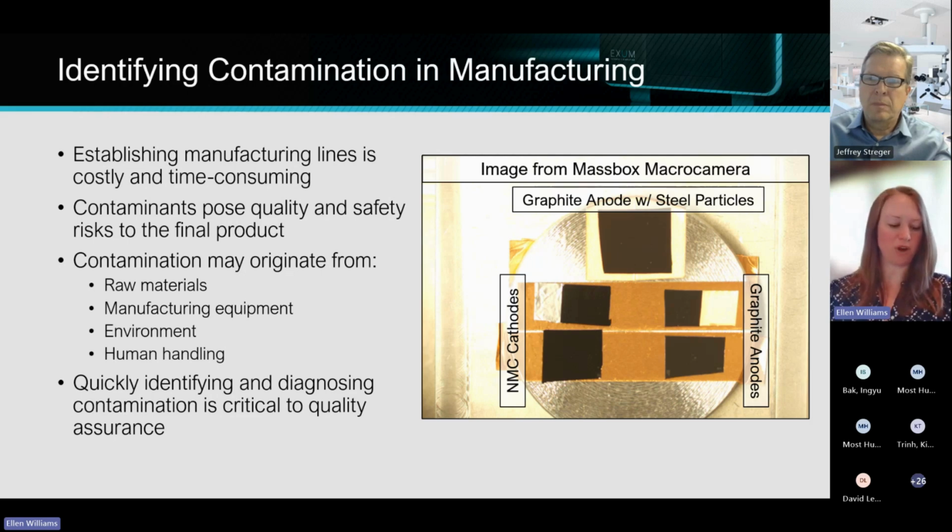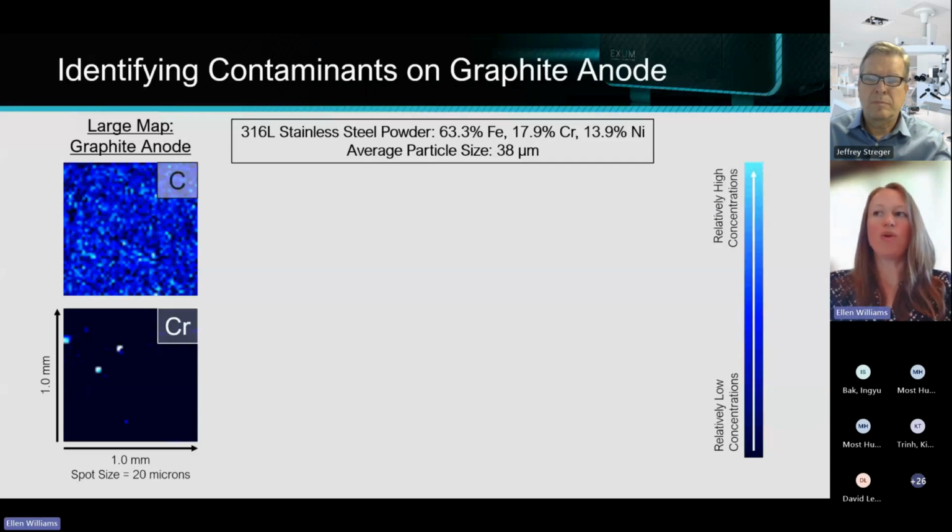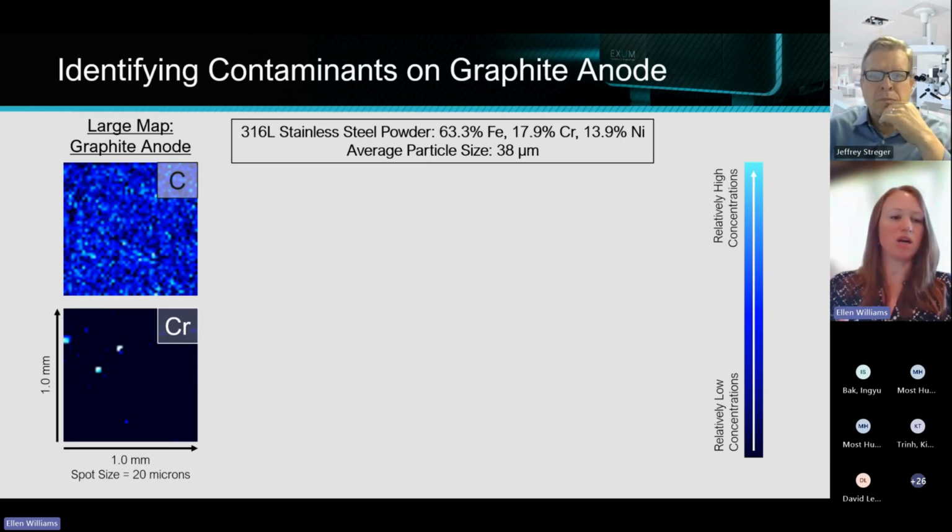And so you can see an image from our macro camera, where in this analytical session, we analyzed some cathodes as well as some anodes, but the sample that I'm going to talk about, particularly for this study, is that top sample, which was just cut out of a large anode roll and again, sprinkled with those steel particles. So the way we went about screening this sample for the contaminants is we did a quick elemental map. So we scanned a millimeter by millimeter area with a 20 micron laser spot size. And this is an example of some of the maps that we got from that first scan.